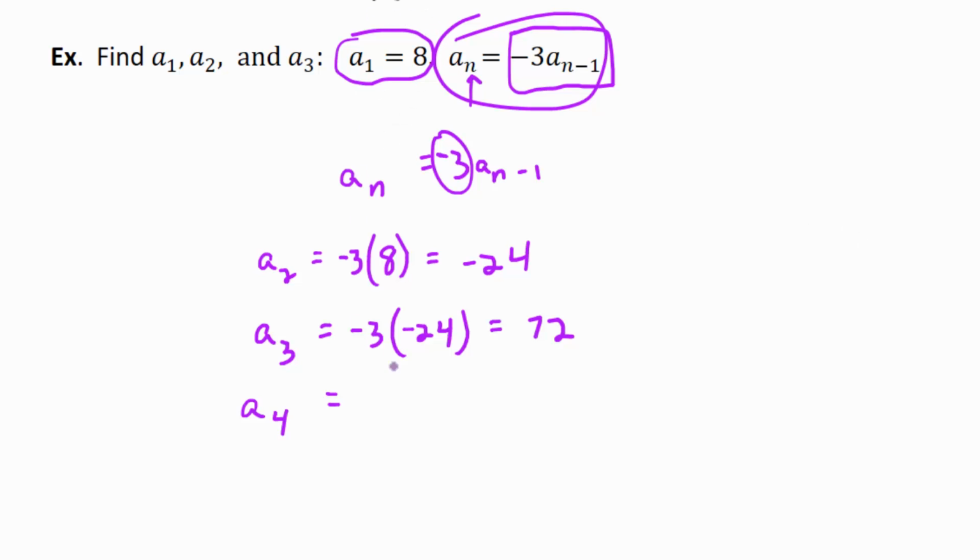So what would you do? How do you think about it? What do I do to get a4? Negative 3 times 72, the last output. That's it. That's how you think about it, at least for a recursive sequence. And then what does that turn out to be? Negative 216. There it is. Okay? Does that make sense? It's not harder, but it's a different type of thinking than what you're used to when it comes to manipulating formulas.